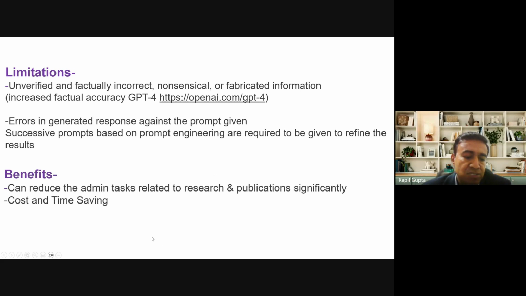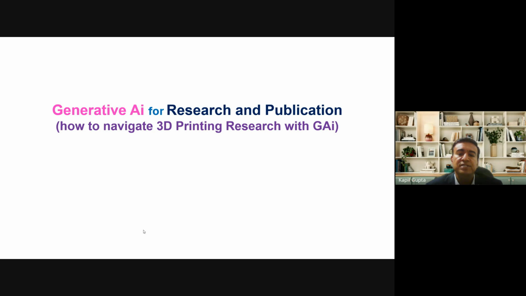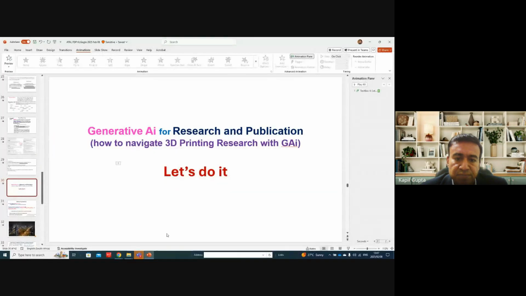Benefits are there: cost and time saving, and heavily reduced admin tasks. And sometimes when we are stuck, there is no harm in getting ideas from these AI generators. But I recommend ethical usage. So, generative AI for research and publication: how to navigate? Let's do it. I'll give you some examples, and then after that I'll continue with the presentation.